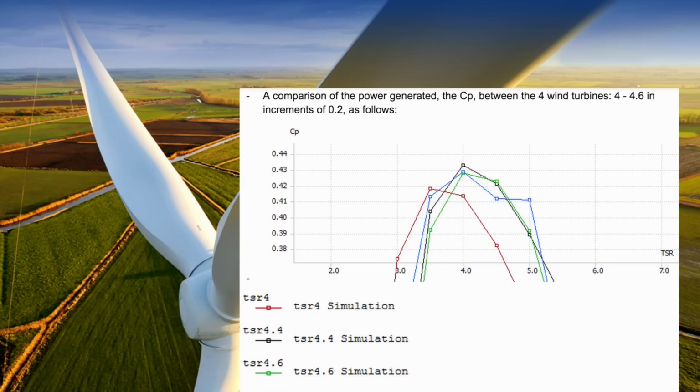We then wanted to try to increase the power generated, the CP. We designed 3 more wind turbines at TSR of 4.2, 4.4, 4.6, and a comparison of the power generated, the CP, is as follows. It can be seen that the CP for 4.2, 4.4 and 4.6 is much higher than the CP achieved for TSR of 4.